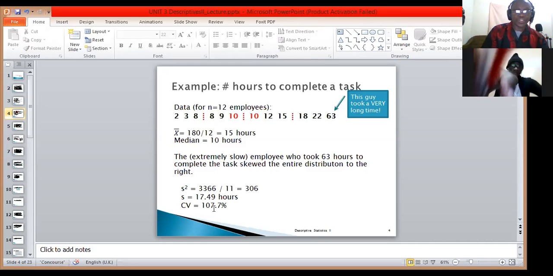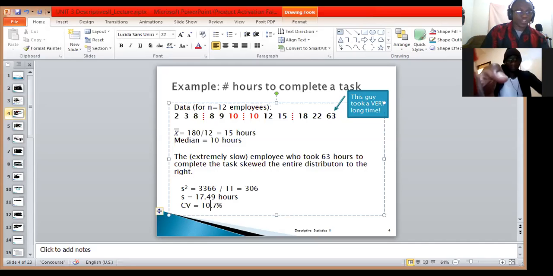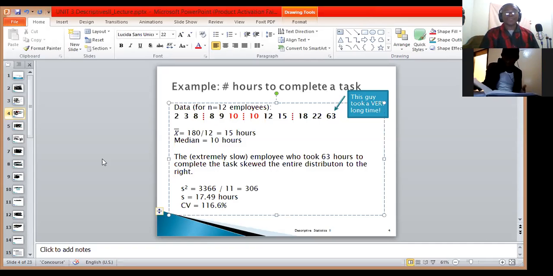Sorry for that. It's supposed to be 116. Yes, exactly, 116.6, or 117 after rounding.